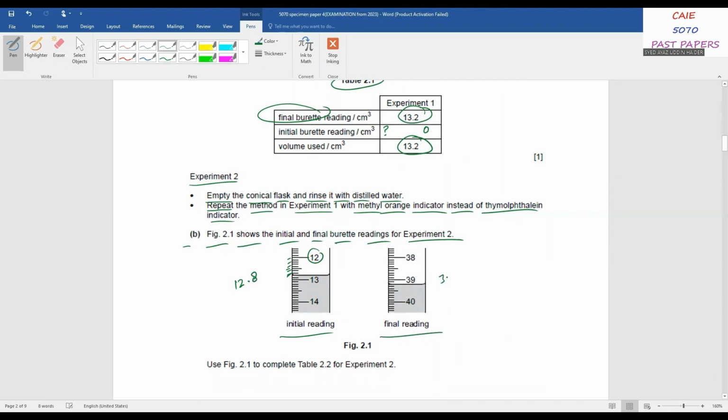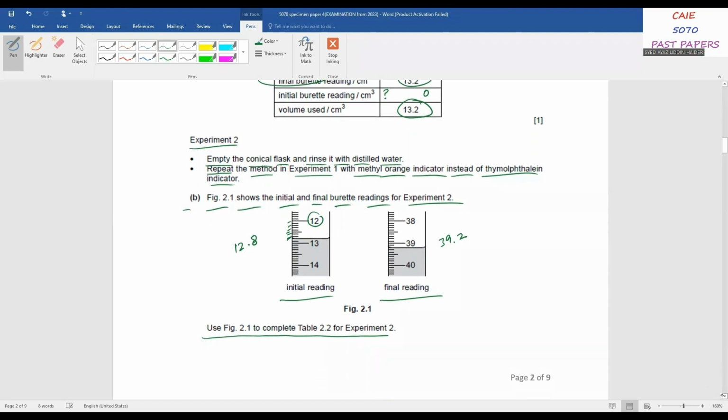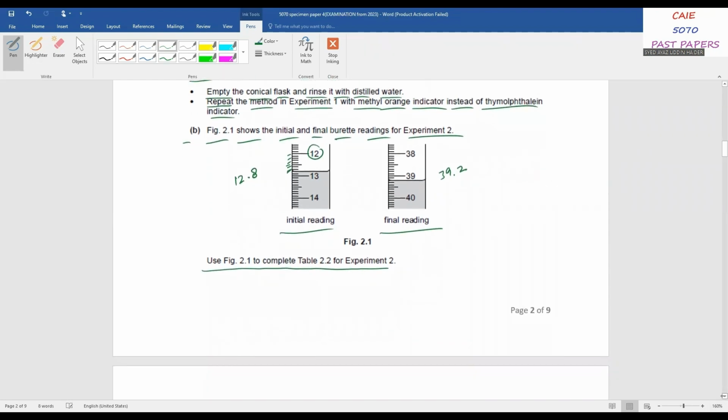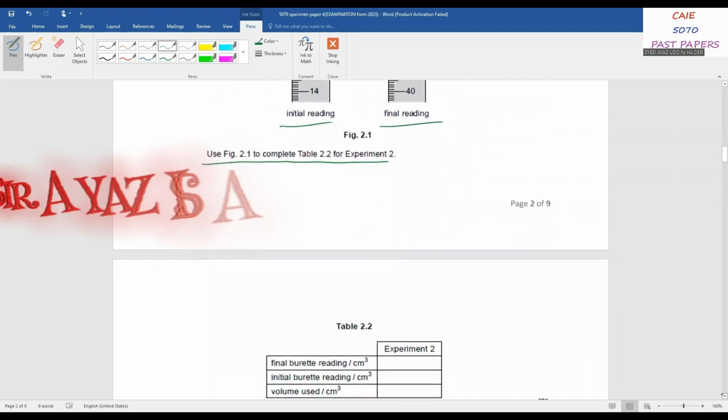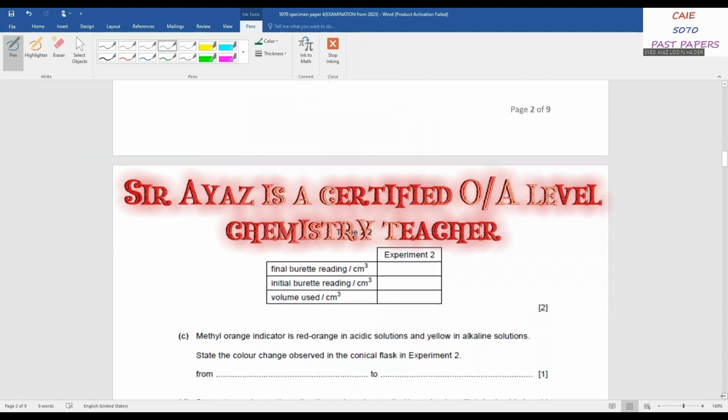What about final reading? Should be 39.2. Use figure 2.1 to complete table 2.2 for experiment 2. Here's a table 2.2. So final burette reading will be 39.2.